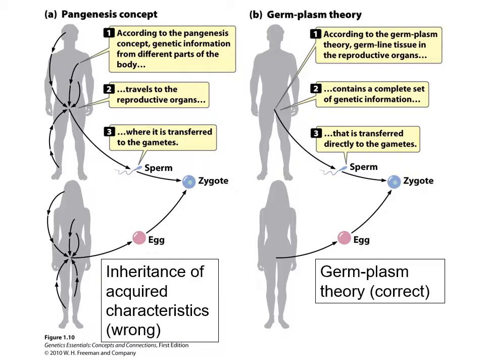And what sort of overlaps with the pangenesis concept a little bit is the concept of blending inheritance, the concept of inheritance of acquired characteristics, which you may have heard of in a Lamarckian discussion from an earlier biology class. But these concepts, of course, are wrong. But they were floating around for hundreds and hundreds of years, even before the Dark Ages.